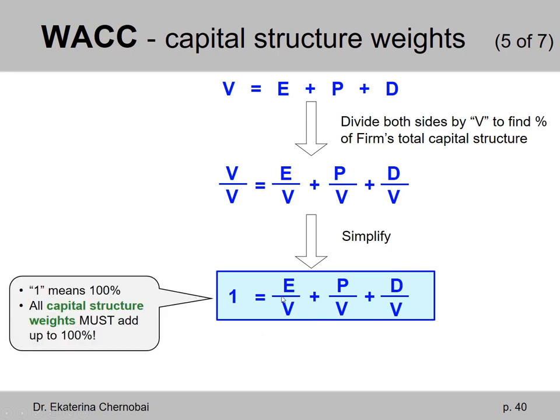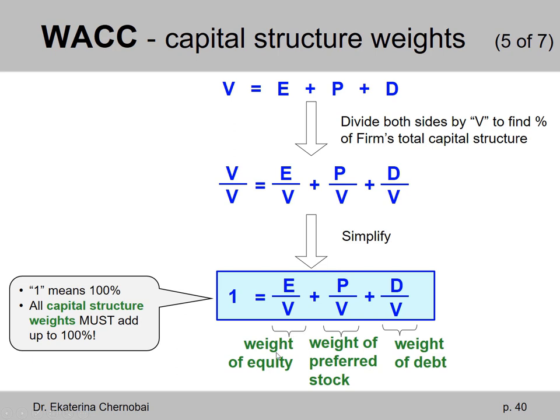So 1 on the left-hand side is the same thing as 100%, the total value of the firm. And the three terms on the right-hand side are capital structure weights, and they must all add up to 100%. So weight of equity, E over V, weight of preferred stock, P over V, and weight of debt, D over V. Three weights in the firm's capital structure.